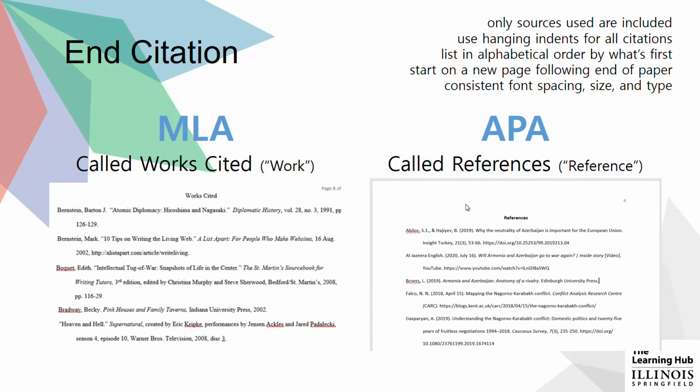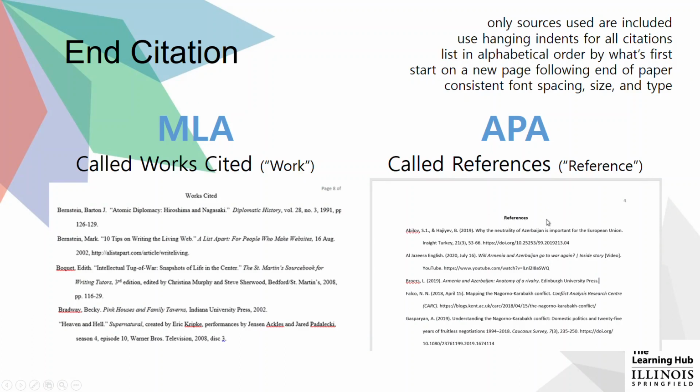And then also both styles call for consistent font spacing, size, and type with the rest of your paper. So if you use Times New Roman in the body of your paper, you should use Times New Roman here. If you use Calibri size 11 in the body of your paper, you should use it here. Whichever you use, it should be the same. So these are examples and what it should generally look like, and you can see at the top of the page, center aligned with no other special formatting, you have the label Works Cited for MLA. In APA, you can see at the top of the page, center aligned and bolded, you have the title References.